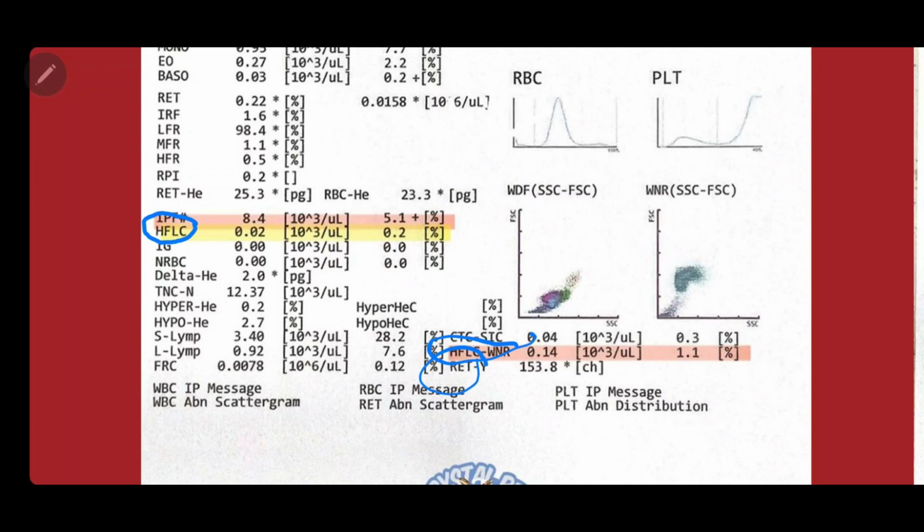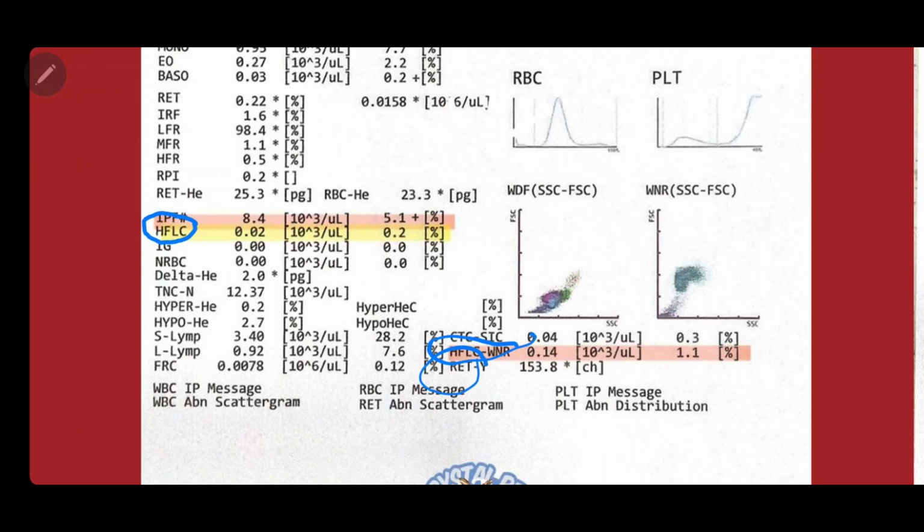Next is the TNC-N value. TNC stands for total nucleated cells. This value is calculated by adding NRBCs to white blood cells because standard blood testing machines cannot differentiate NRBCs and count them separately. Instead, they combine white blood cells with NRBCs and present the total as white blood cells, but the correct term should be TNC.